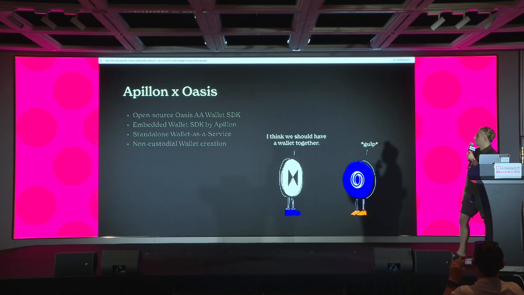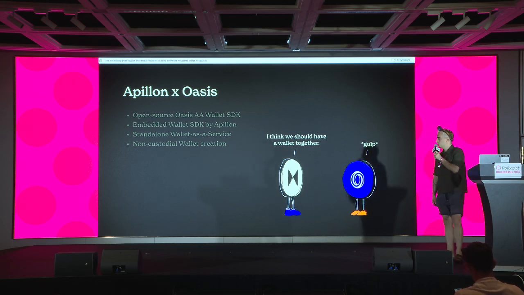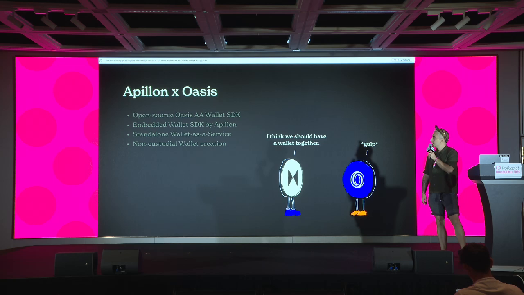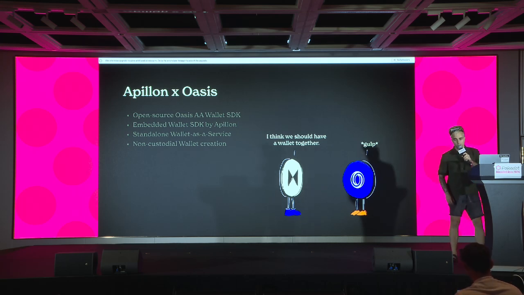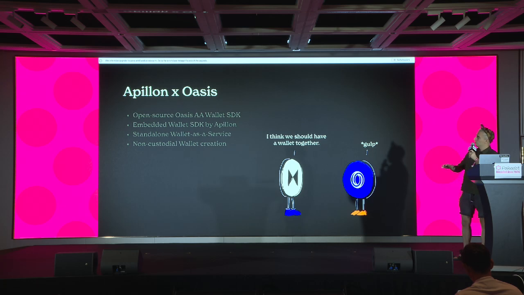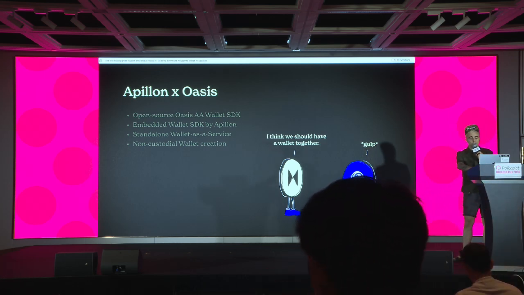So what have we built? In this case, for embedded wallets, we have connected with Oasis Network, and we have built three things. The first is the open source Oasis account abstraction wallet SDK, which is available for anyone to use. The second, spun off the first, is the embedded wallet SDK by Apelon. And if you go to our dashboard, you can turn on the service called embedded wallets. You can then integrate and handle all the underlying payments for Oasis or target chains automatically via Apelon. What does this enable? It enables non-custodial wallet creation.